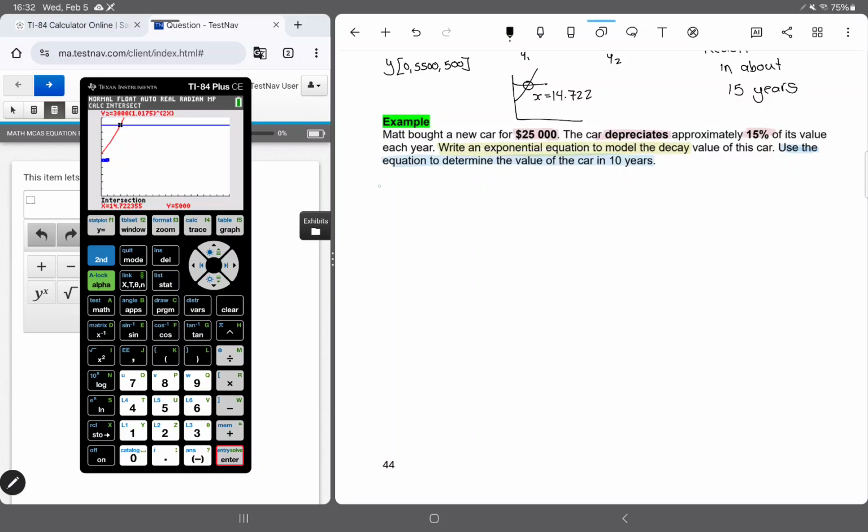All right, so we know we have an initial value of 2,500. We are depreciating. So I'm going to go 1 minus our percent as a decimal.